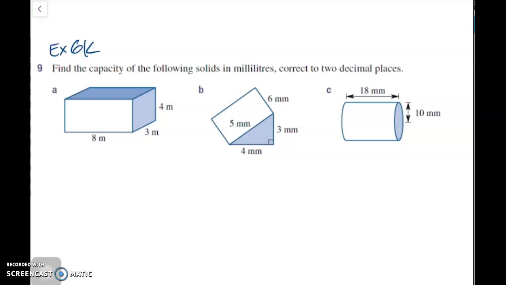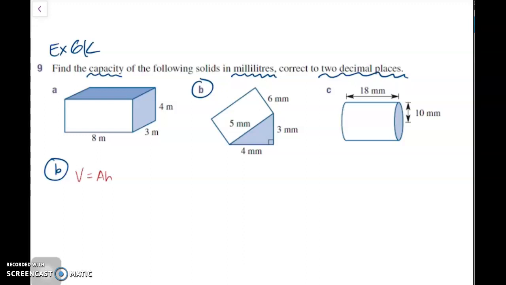Okay, so we're continuing with our solutions to the capacity homework in exercise 6K. For these questions in question 9, we want to find the capacity of the solids specifically in milliliters, correct to 2 decimal places. We need to first find the volume of our solids. Now, question B is a triangular prism, so we can use the volume formula for a prism first. So V is equal to A times the height.